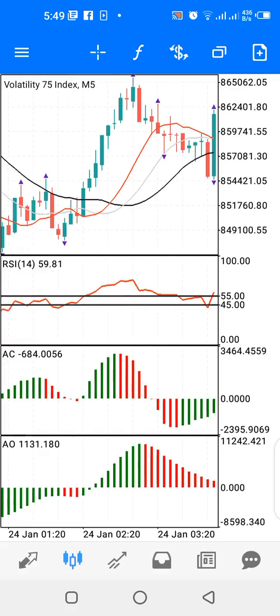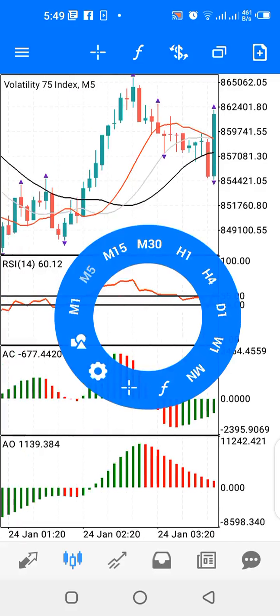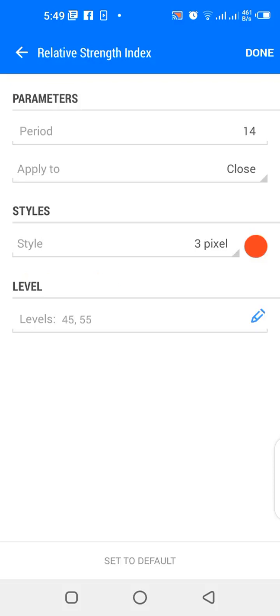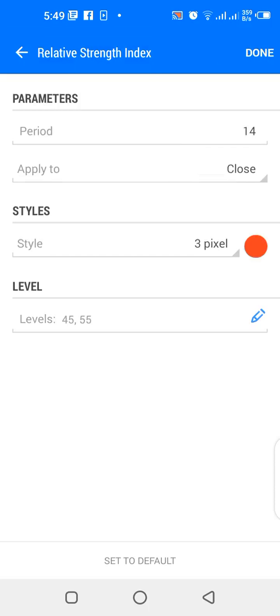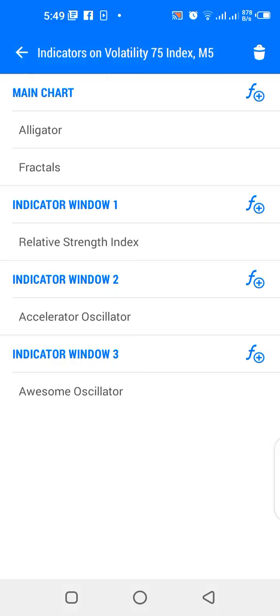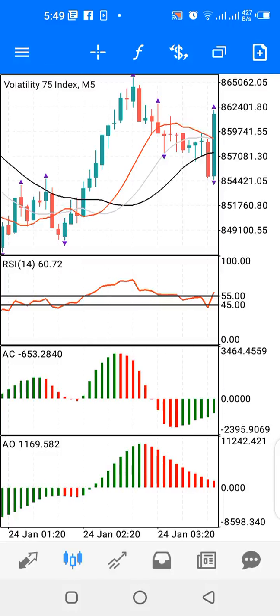Let's look at indicator window 1. Let's look at settings. You have relative strength index, period is 14, apply to close. Now let's look at the levels. We have 45, 55 RSI levels. Color is black. Let's look at the chart.